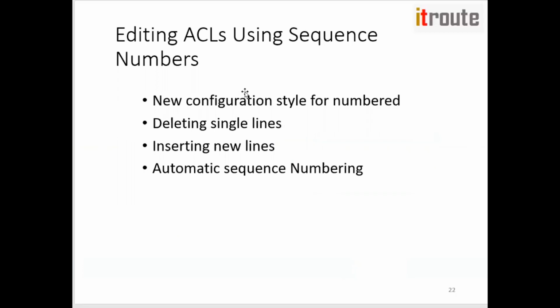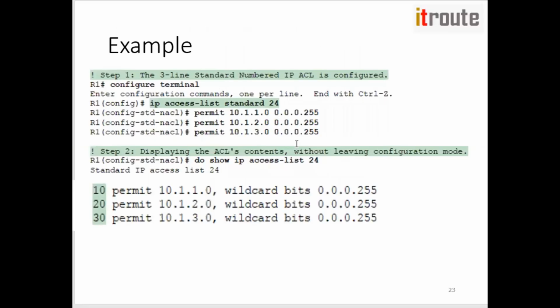Another option we have for editing an access control list is using sequence numbers. This is a new configuration style for numbered ACLs: deleting single lines, inserting new lines, and automatic sequence numbers. This kind of configuration is also very simple. IP access list standard 24. This is the standard ACL we are configuring, and 24 is any number we can put there, any number from the standard block.